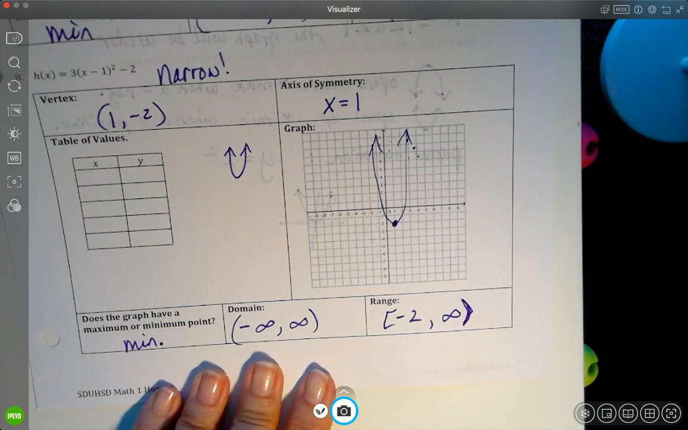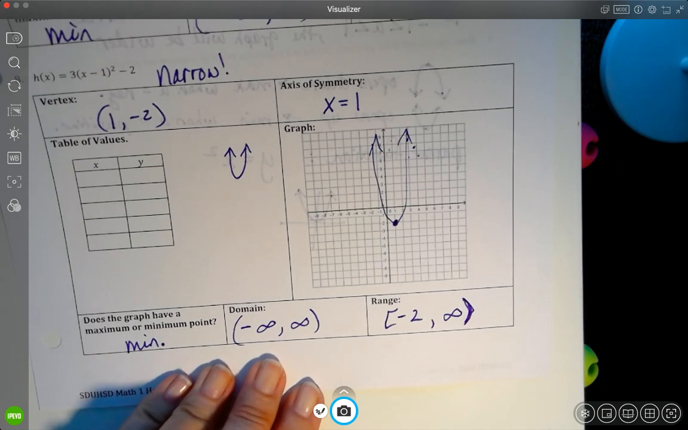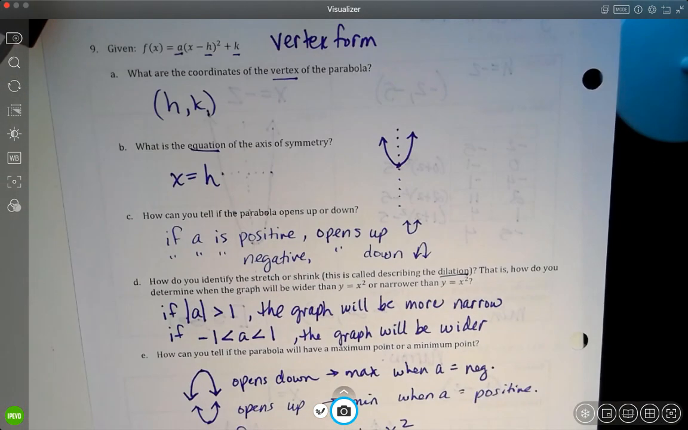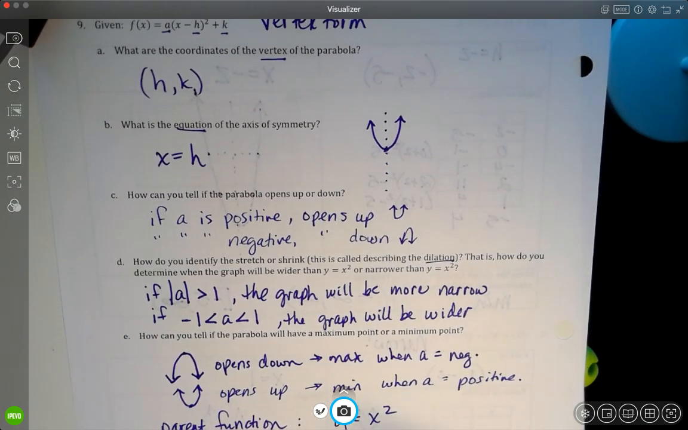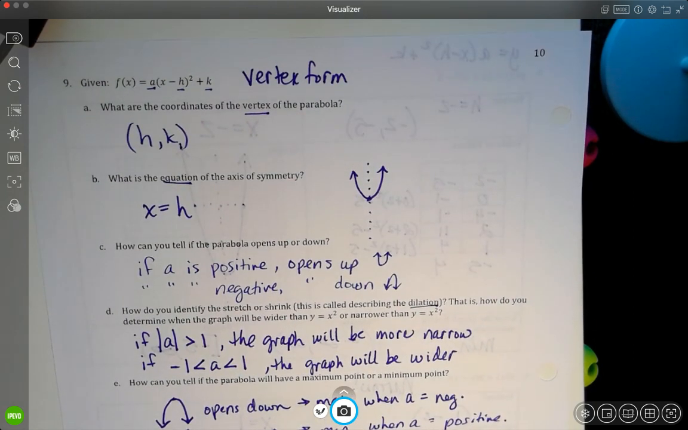Okay, so hopefully that helps you to go back and forth between a graph and a table and vertex form. Just make sure that you have these notes about vertex form written down because this is sort of your key to using vertex form. All right, hope that helps, and hope you have a great day.